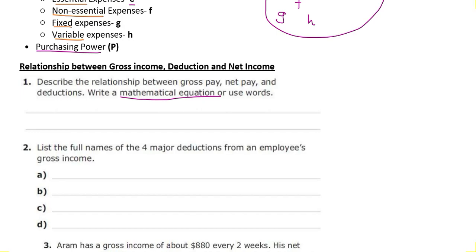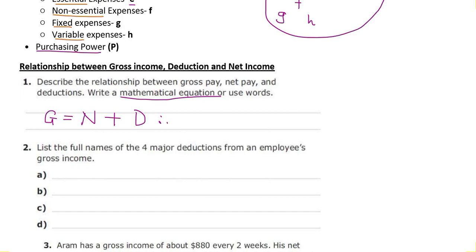We know here that the gross pay is the combination of, in this case, your net pay and your deduction. So if you add your net income and your deduction, that is equal to your gross pay.